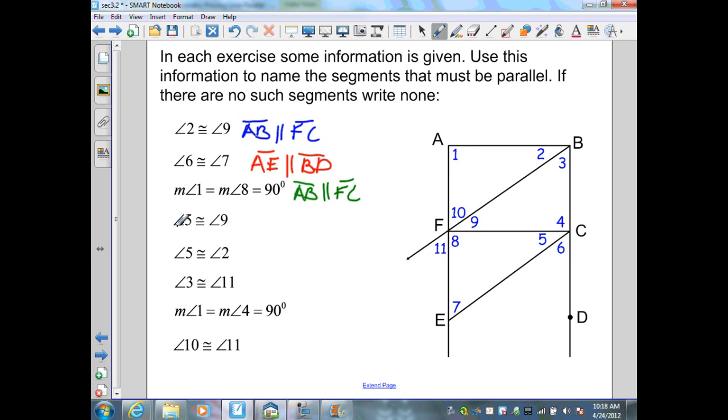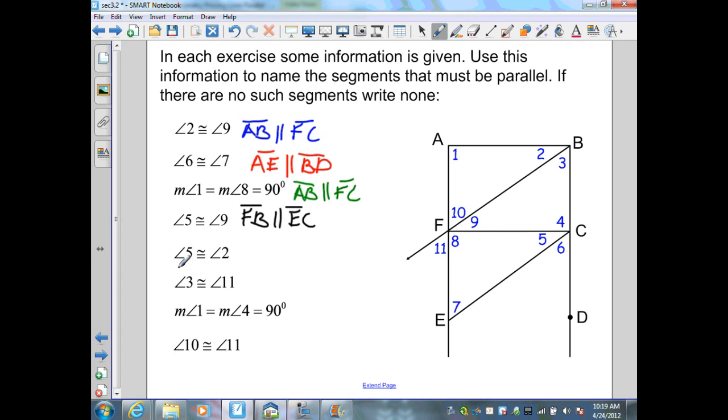Angle 5 and 9. The transversal is FC. Angle 5 and 9 are congruent. They are alternate interior angles. Therefore, line FB is parallel to line EC by the converse of the alternate interior angle theorem.